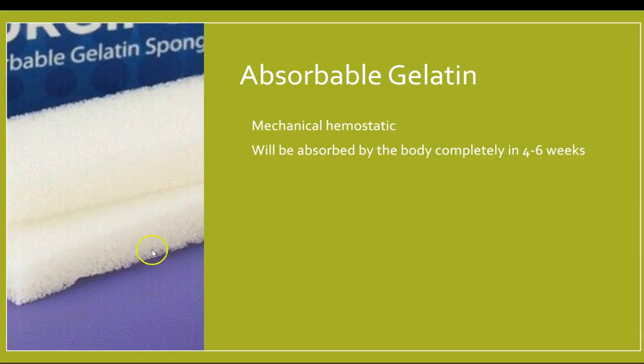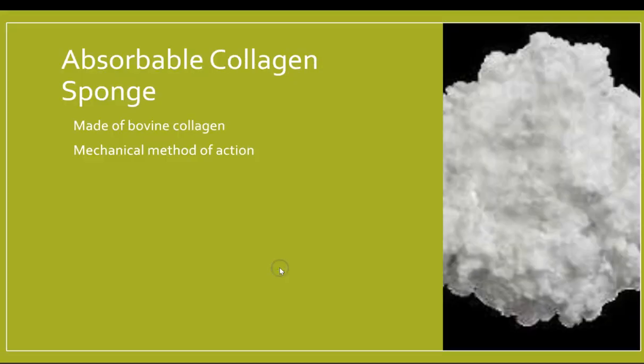And so this just provides a matrix for the blood clot to start forming on. It just creates a ladder, if you will, a net to catch all those platelets so that the blood clots can start forming inside of the body. Absorbable gelatin is usually completely absorbed by the body in 4 to 6 weeks.